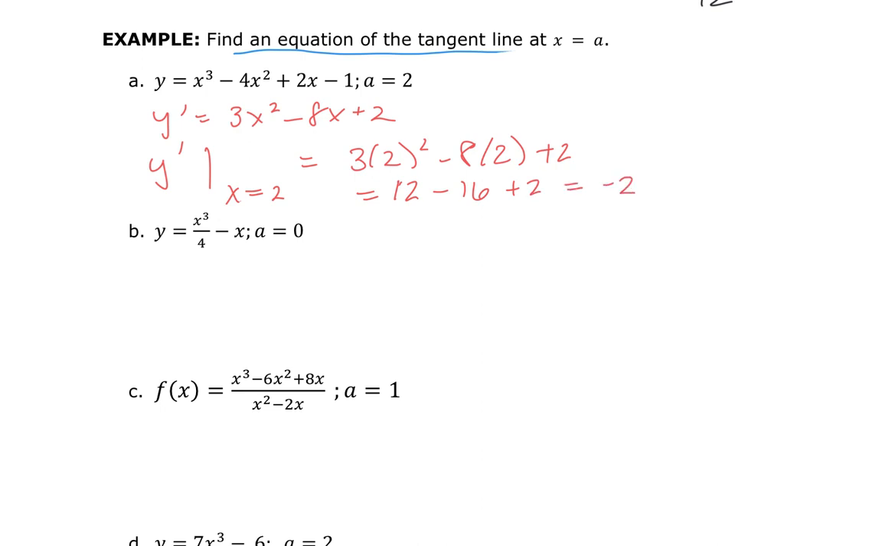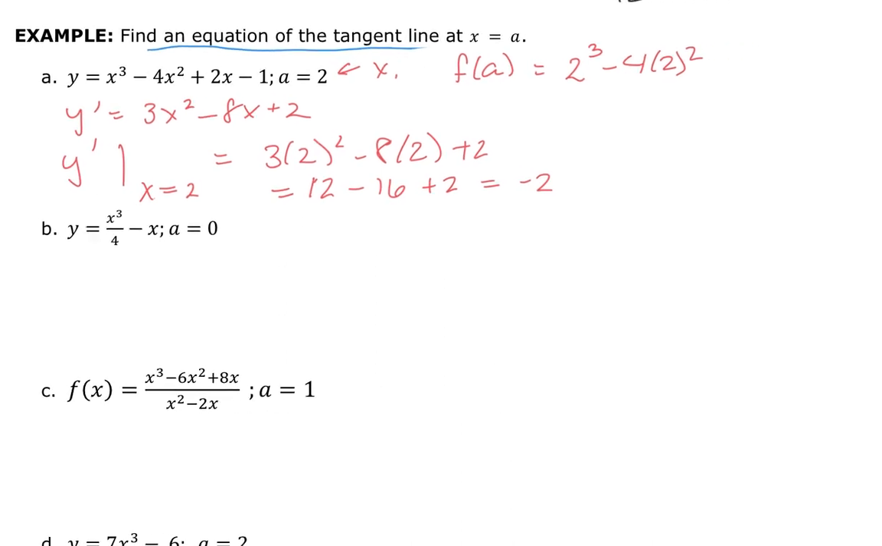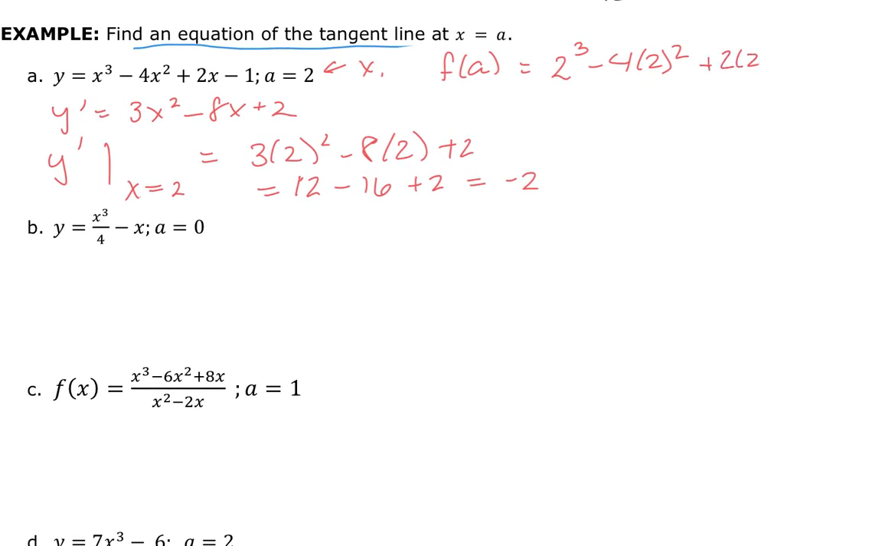Now, I have the slope part. I have the x sub 1. I have to find f of a, which is this function evaluated at a. So it's going to be 2 to the third minus 4 times 2 squared plus 2 times 2 minus 1, which is equal to negative 5. So my equation is y is equal to my slope of negative 2, x minus my a value, which in this case was 2, and then minus 5. Now I'm totally fine with that answer. You don't have to simplify it anymore. You can if you want to.